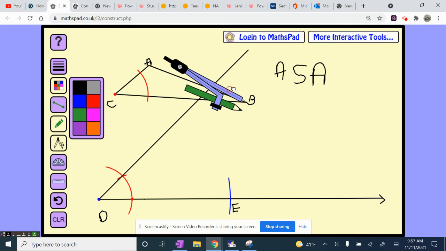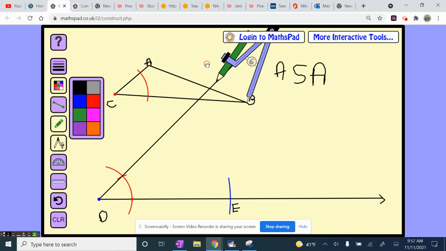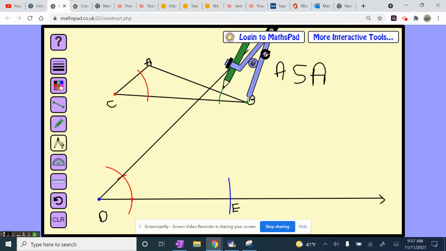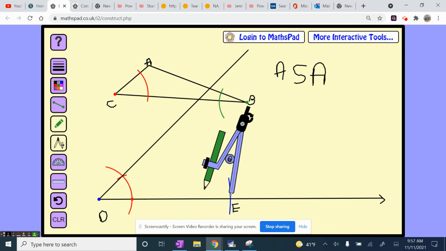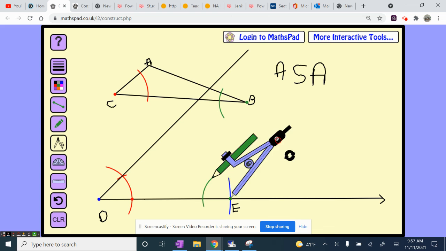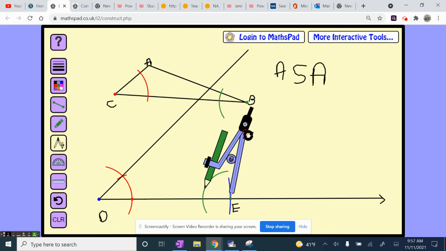Okay, and then I'm just going to open it up like that. I'm going to lock it, and then I'm just going to construct. I'm going to just do that, just like that. You guys see that? Then I'm going to take that setting, and I'm going to come down to E, and I'm going to make an arc here. It'll go like that. You guys with me on that?